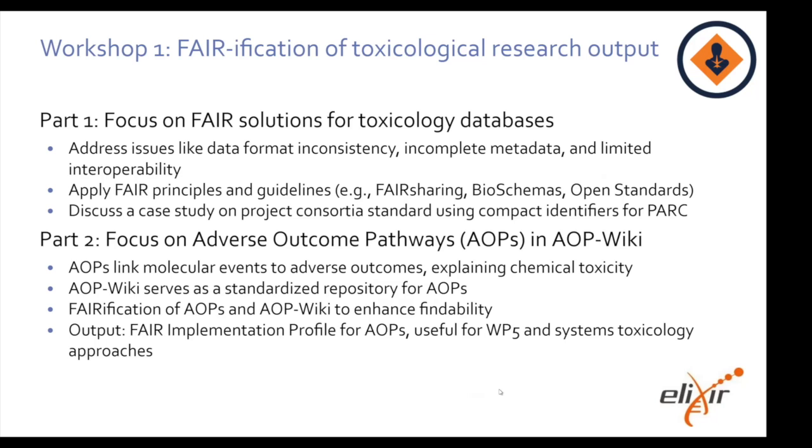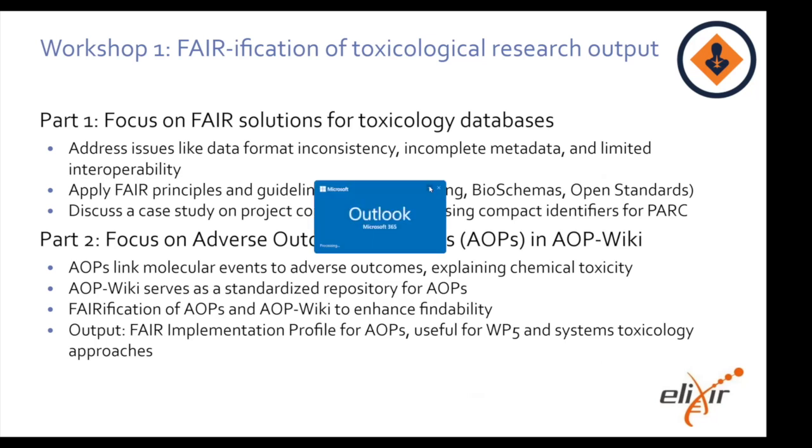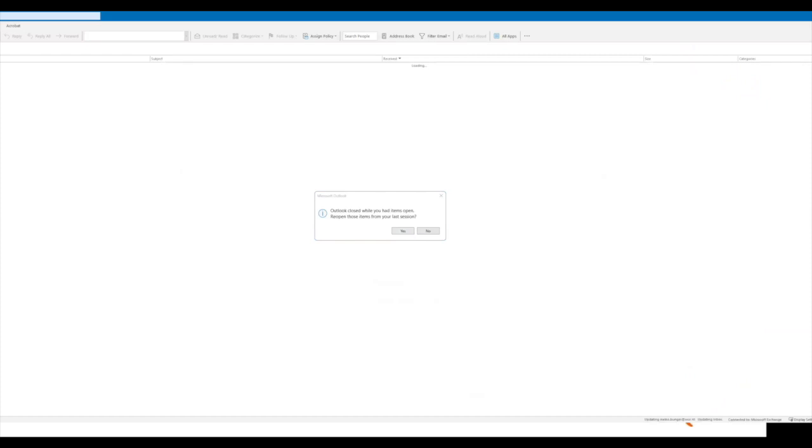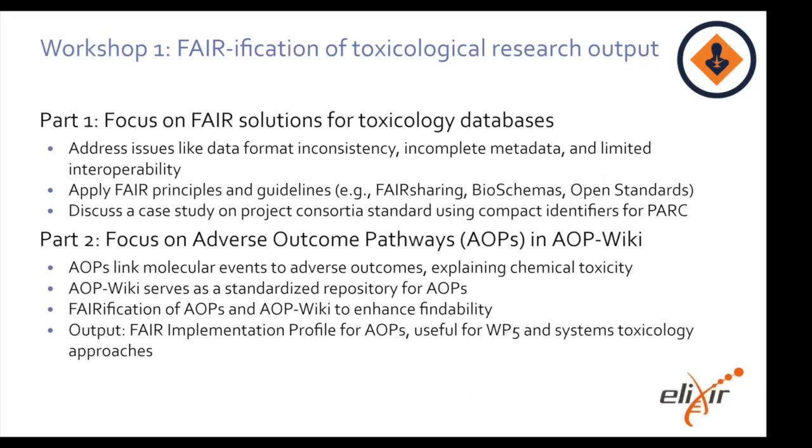So cross-sharing those instances of interest. Let's see. So that is part one, and then part two was the adverse outcome pathways, because that isn't something that a lot of projects do. That is also something that in the Netherlands we worked on lots. So it was easier to bring in. It is open data. Picking that served an immediate need for at least some of the toxicology projects that have been involved in writing the implementation study. So making adverse outcome pathways more FAIR, that was the second thing.